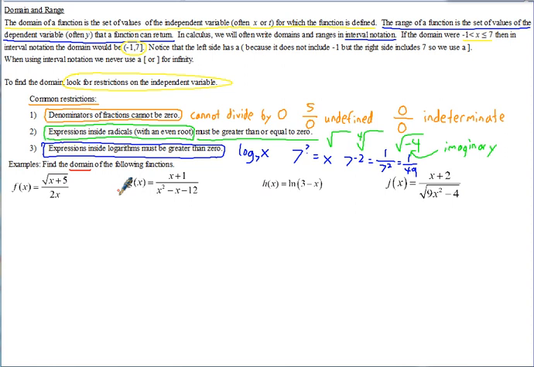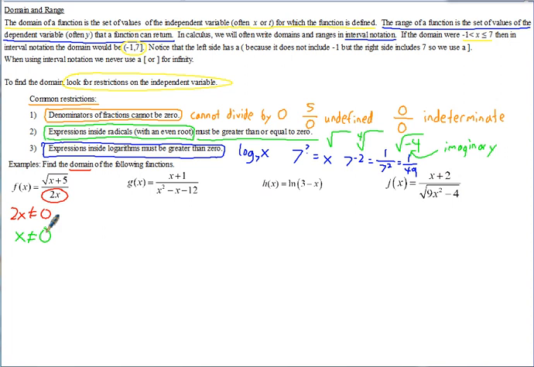The domain of the following functions. Notice most of these are ones that would be fairly more complicated to graph for what you know at this point. Maybe the h of x wouldn't be too bad, but the other ones are a little more complicated. So here, let's look for these 3 restrictions. Do we have any denominators of fractions that cannot be 0? Yes, we do. We have a denominator right there. So 2x cannot equal 0, and if you divide by 2, you get x does not equal 0. So that's one restriction. Can't divide by 0, so x can't be 0.